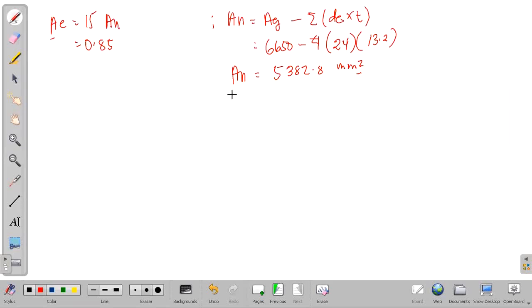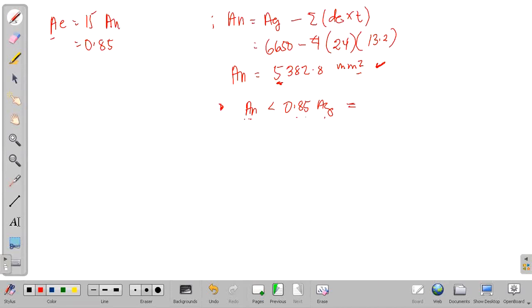So, do not forget the code specify the limit of AN. Okay? Sabi ng code, yung AN should be less than or equal to 0.85 of AG. So, yung computed net area natin is 5382.8. I-compare natin siya sa 0.85 of AG kasi meron tayong limit ng net area. Dapat yung computed net area natin is less than 0.85 of AG. So, pagka mas malaki yung computed net area nyo kaysa doon sa 0.85 of AG, anong gagamitin nating AN? Yung value dito, yung 0.85 of AG. So, kailangan mas maliit yung computed AN natin doon sa 0.85 of AG.